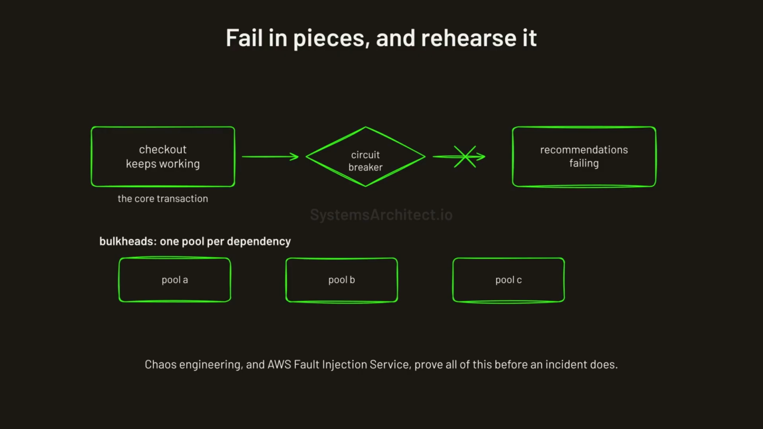The bulkhead pattern isolates the damage further, giving each dependency its own connection pool. Add aggressive timeouts and retries with exponential backoff. Retries without backoff turn a small blip into an attack on your own backend. None of this counts until you have watched it work. That is what chaos engineering is for. AWS Fault Injection Service can terminate instances or simulate the loss of an availability zone. You run it on a schedule you control.